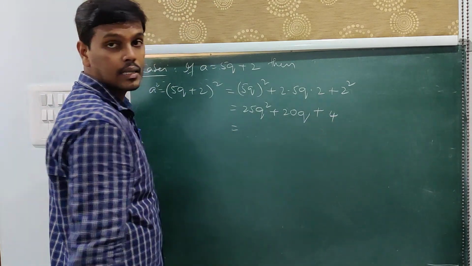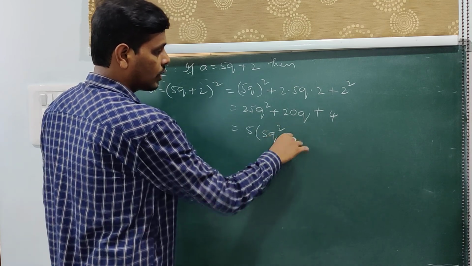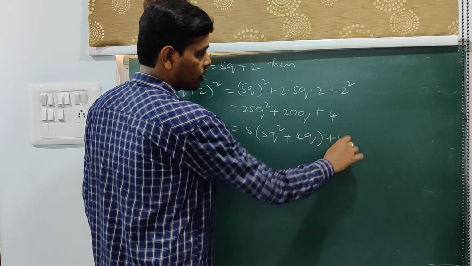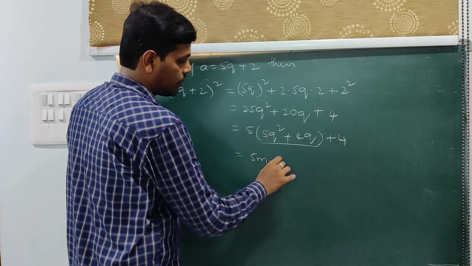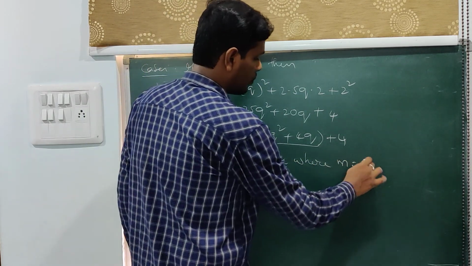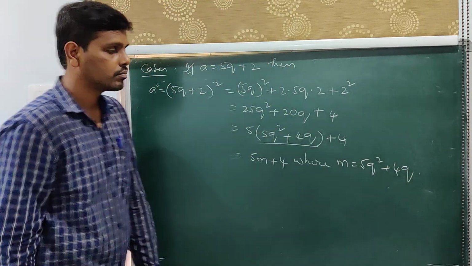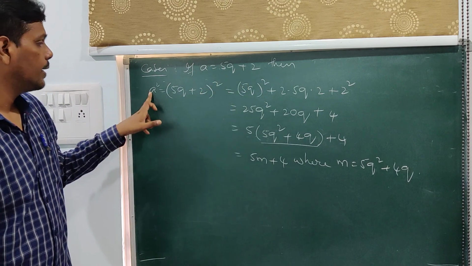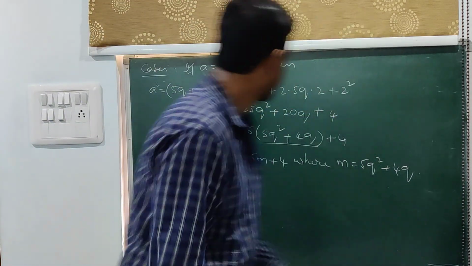Now among these two 5 can be taken common. If you do so, then this is 5q square, and 5 4s are 20, so this becomes 4q and 4. Now this entire value, let us say this is some m, so this is 5m plus 4, where m takes the form 5q square plus 4q. So this is also done. When a takes the form 5q plus 2, a square takes the form 5m plus 4. Now we move on to the fourth case.